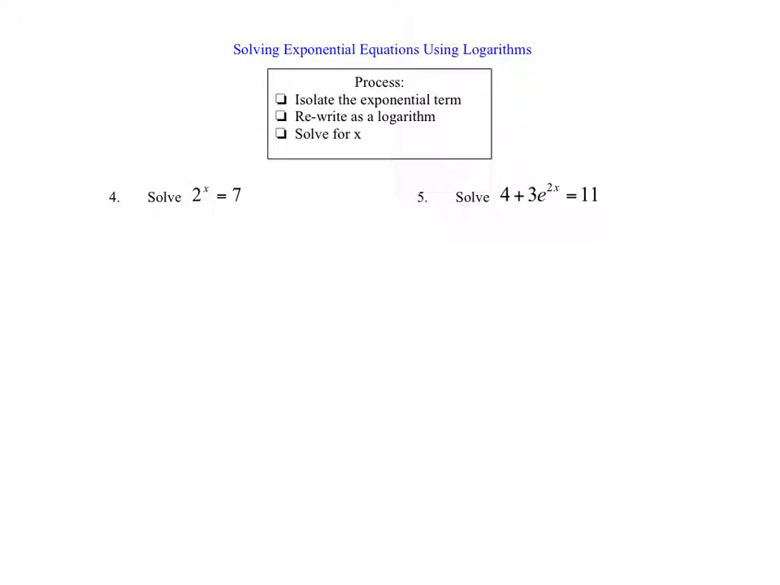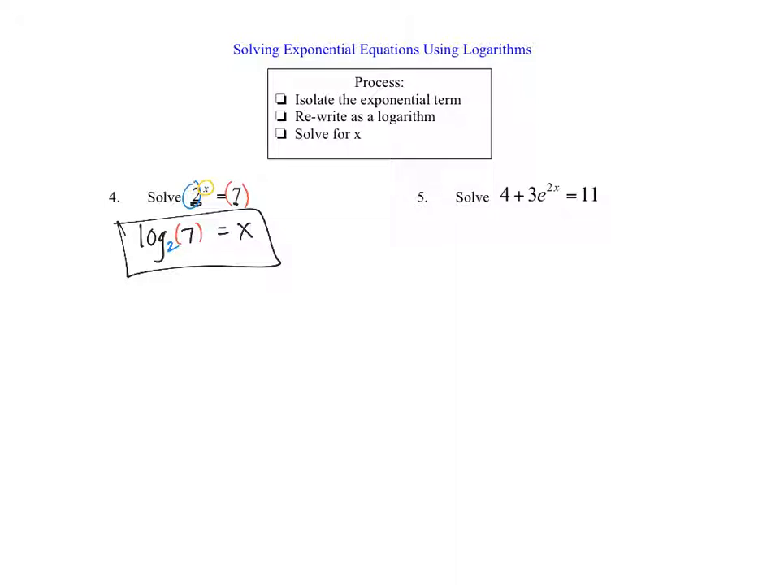With these equations, there's no way to rewrite this with the same base. 7, there's no way to rewrite that as 2 to some power. So what we're going to do is use logarithms. So if I rewrite this equation in terms of logs, I have the base of 2, so I'd have log base 2 of 7 is equal to that exponent. So there's my x. And that's solved. That's all it takes.